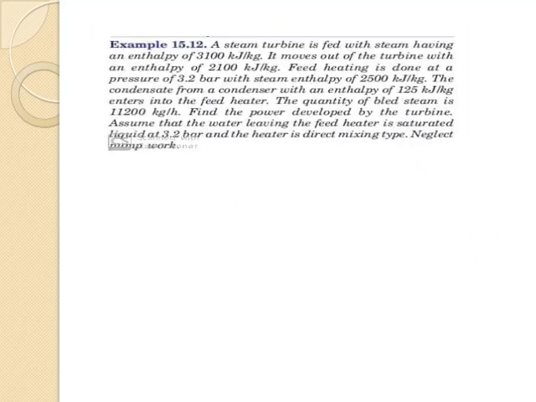Now let us have a look at numericals on regenerative cycle. In the problem which is given here, a steam turbine is fed with steam having an enthalpy of 3100 kilojoule per kg. It moves out of the turbine with an enthalpy of 2100 kilojoule per kg. Feed heating is done at a pressure of 3.2 bar with steam enthalpy of 2500 kilojoule per kg. The condensate from a condenser with an enthalpy of 125 kilojoule per kg enters into the feed heater.